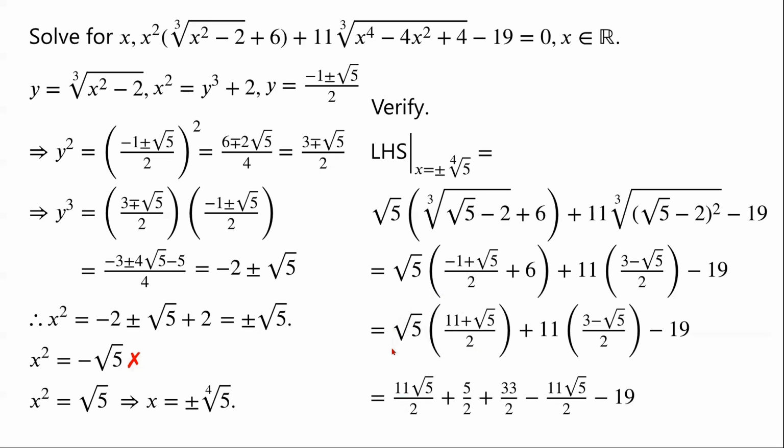Root 5 times root 5 over 2 is 5 over 2. 11 times 3 over 2 is 33 over 2. 11 times negative root 5 over 2 is negative 11 root 5, over 2. 11 root 5 over 2, minus 11 root 5 over 2 is 0. 5 over 2 plus 33 over 2 is 38 over 2, which is 19. 19 minus 19 is 0. So, the left-hand side of the given equation equals 0, which is equal to the right-hand side. Therefore, x equals plus or minus the fourth root of 5 are solutions of the given equation.